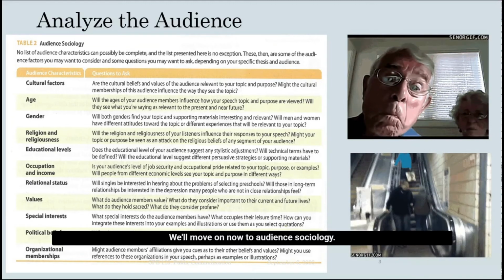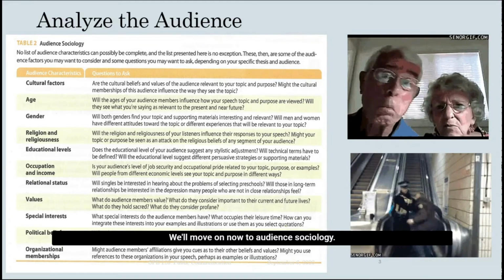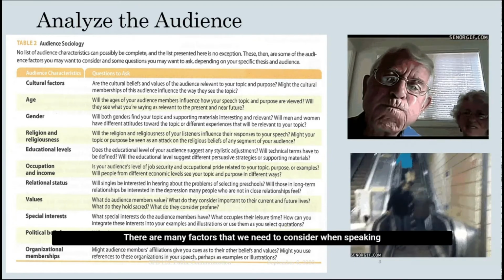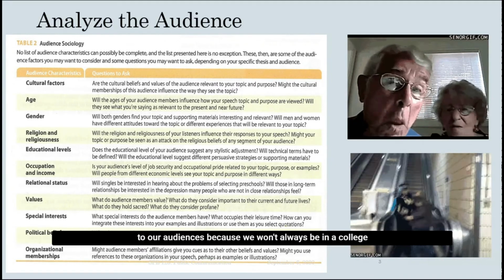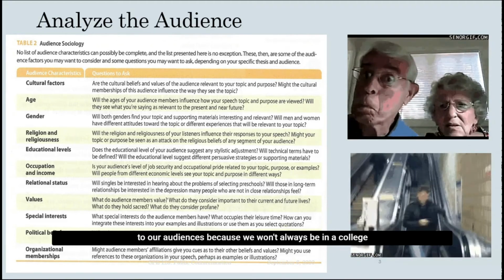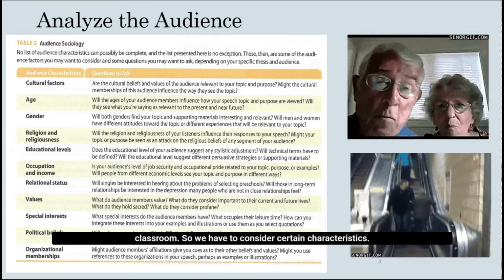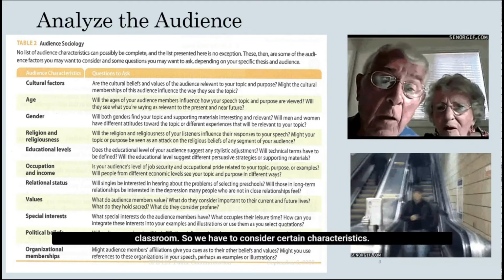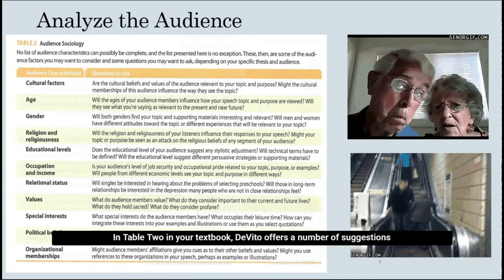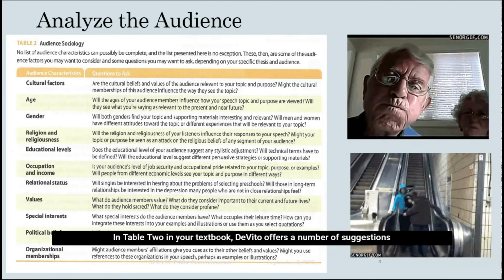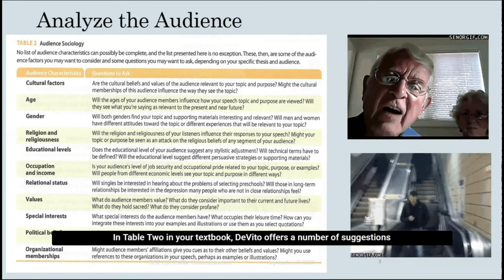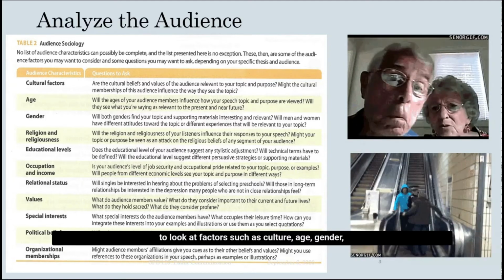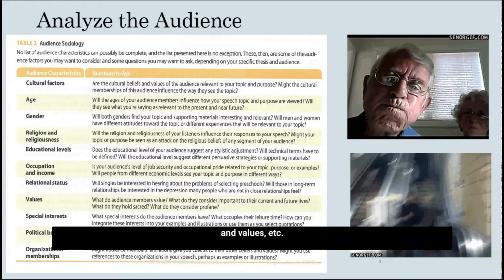We'll move on now to audience sociology. There are many factors that we need to consider when speaking to our audiences because we won't always be in a college classroom. So we have to consider certain characteristics. In Table 2 in your textbook, DeVito offers a number of suggestions to look at. Factors such as culture, age, gender, religion, values, etc.